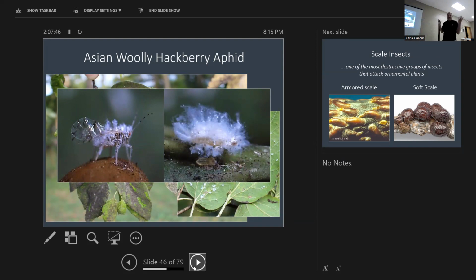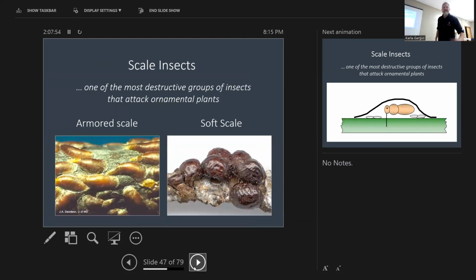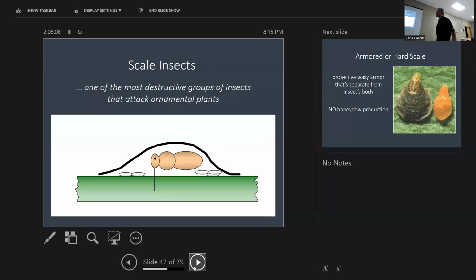But then it's exuding all that honeydew. So that's one of those. That's the Asian woolly hackberry aphid. We also can get these scale insects that I was telling you. They look like little scales. Some of them are hard armored scales. Some of them are soft structures that are feeding on them. And so what's happening underneath of that is something like this.